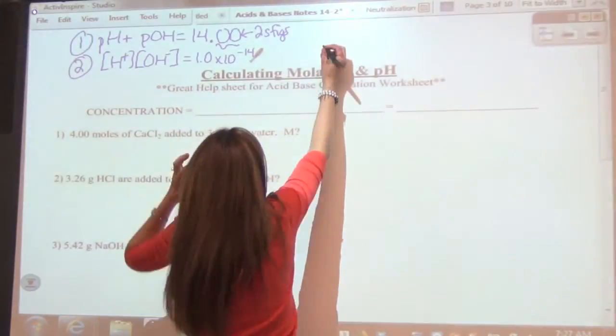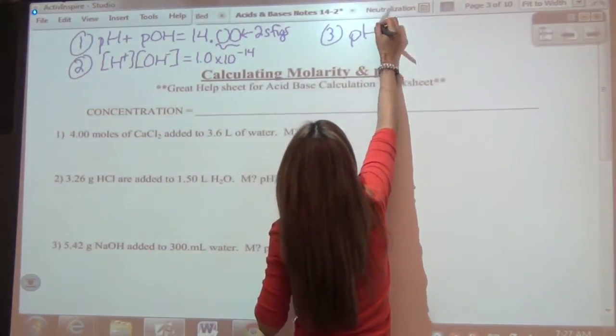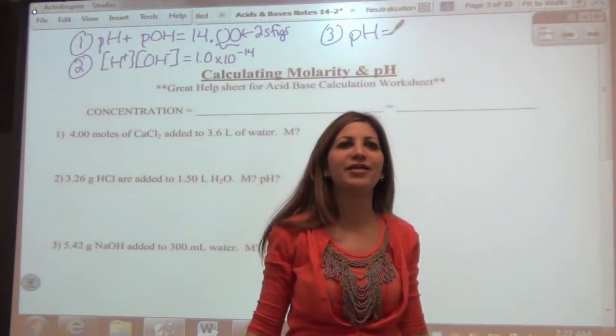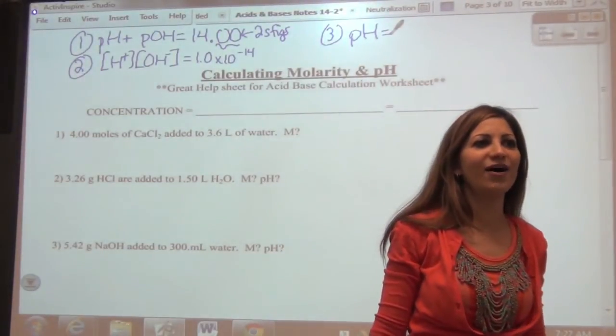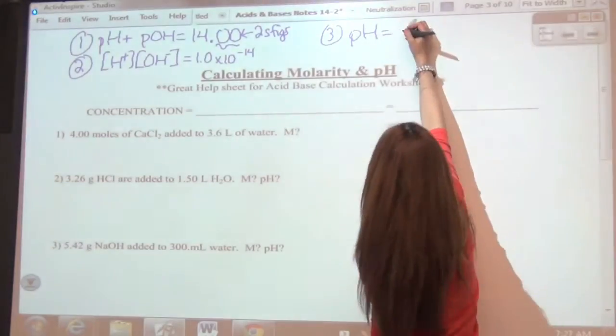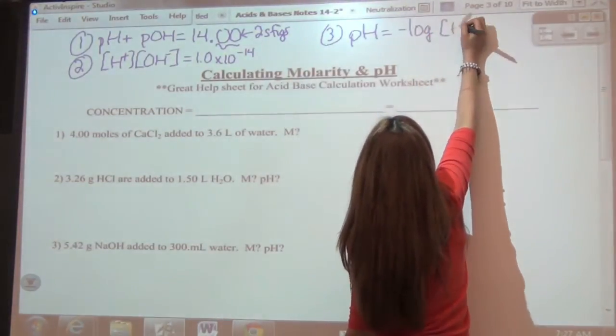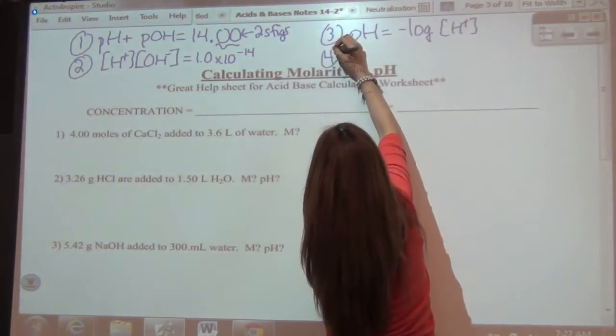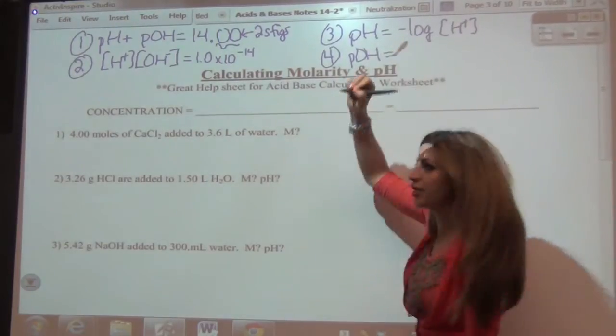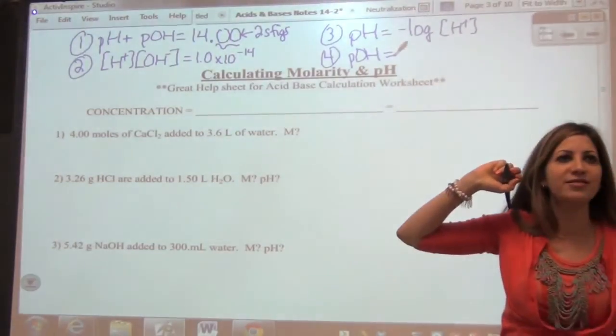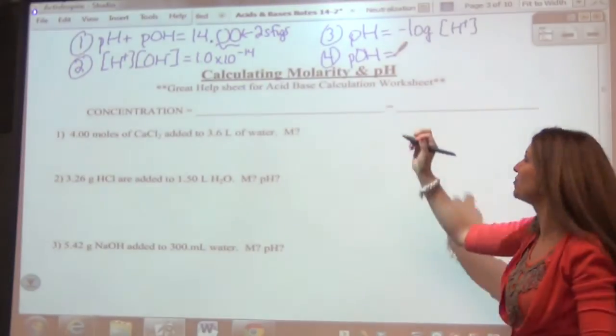Okay? Third equation is the definition of pH. Everybody, definition of pH is what? Negative log H plus. Awesome. Negative log of H plus. And the last one, number 4, is the pOH equation. And everybody on this one, the definition is negative log OH minus.